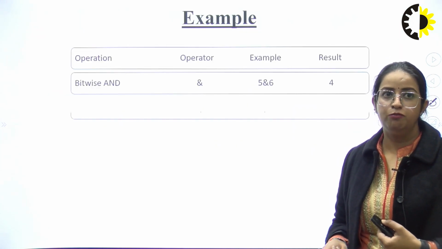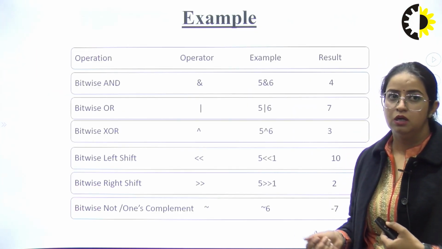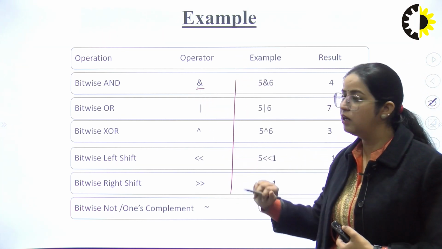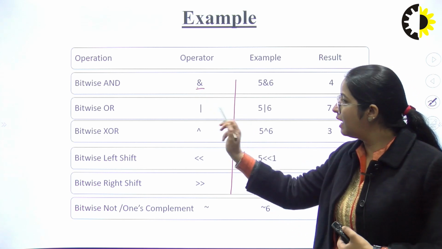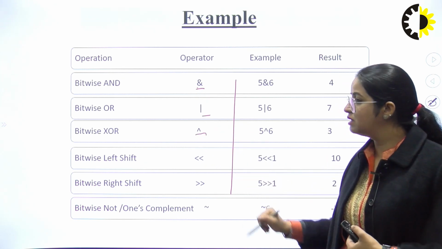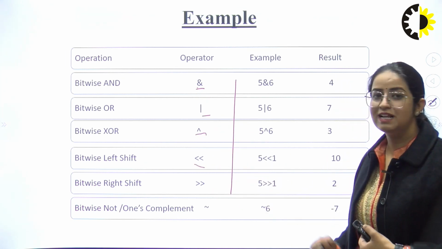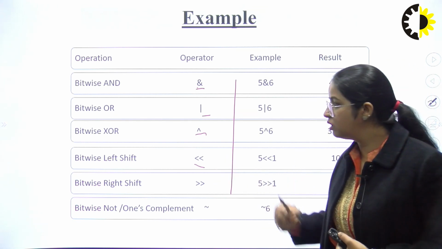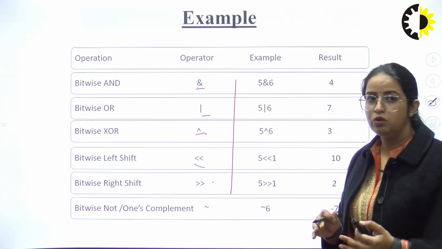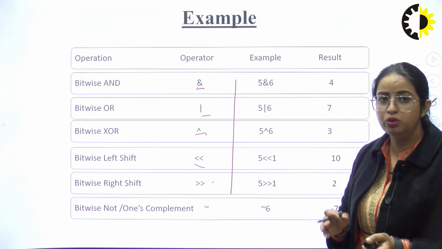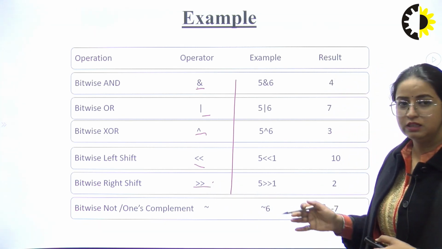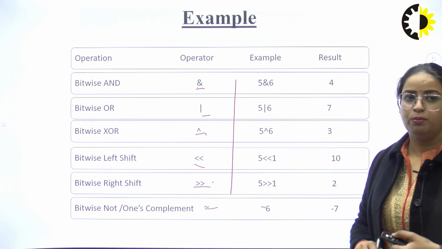Now the examples of bitwise operators are these types. You can see the symbols we are using: the single ampersand is bitwise AND, then bitwise OR, and bitwise XOR. Then bitwise left shift, used when you want to shift the bits to the left. When you want to shift the bits to the right, you use the bitwise right shift, and this is the ones complement operator.